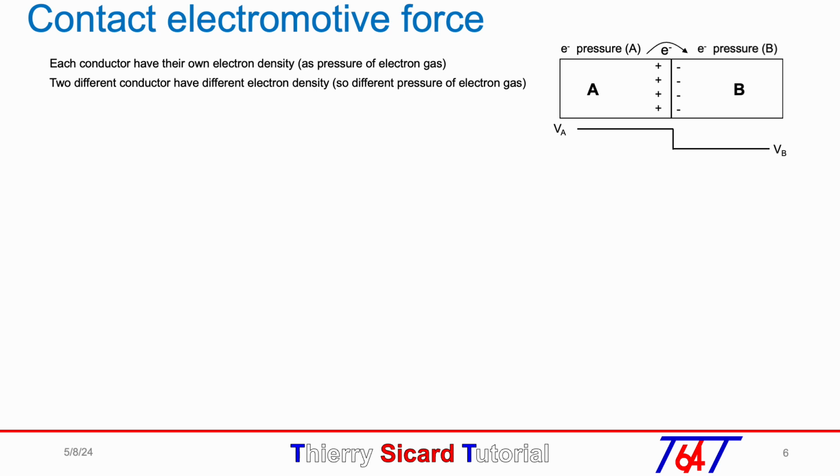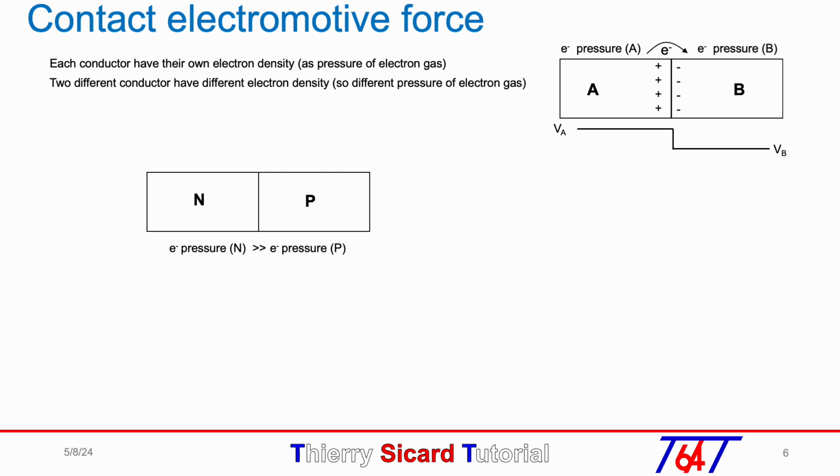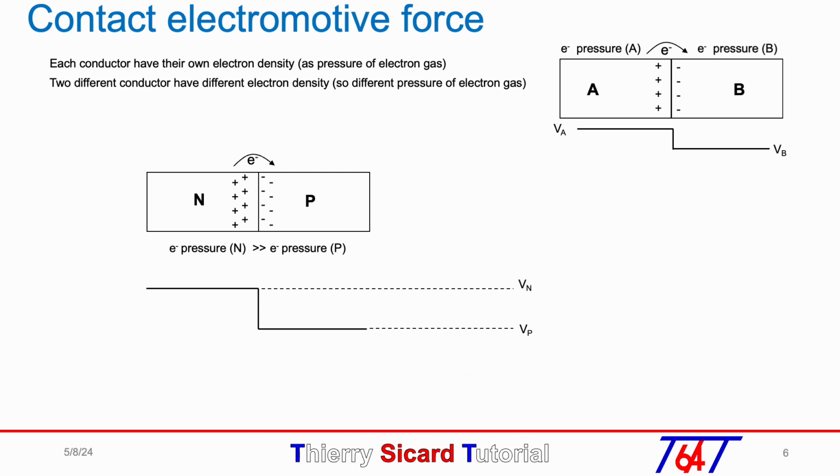In a p-n junction, the electron pressure in the n side is much higher than the electron pressure in the p side, so the contact electromotive force is much higher than between two metals.